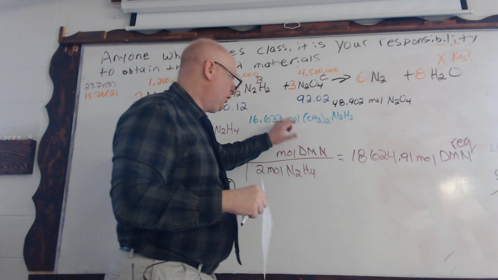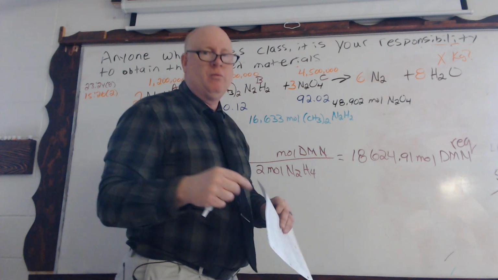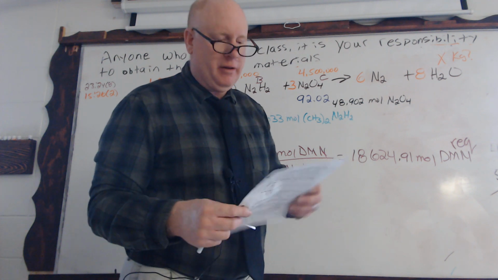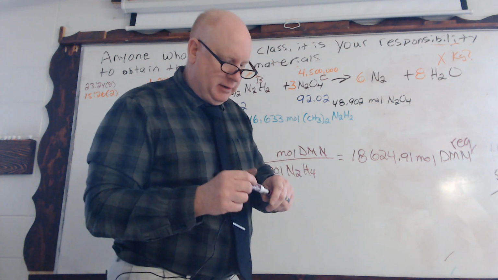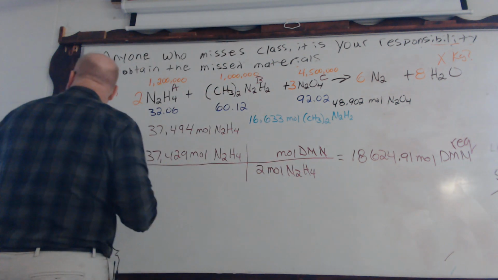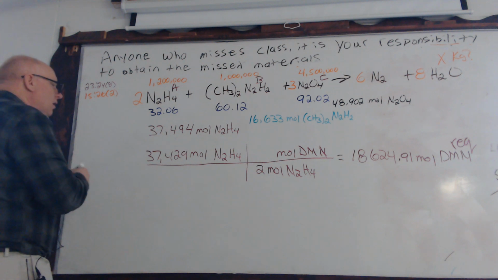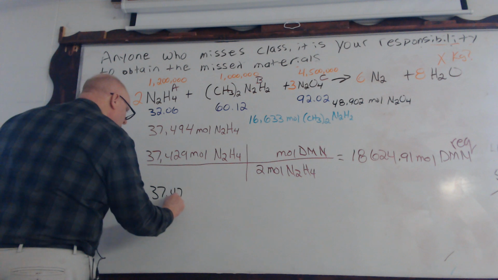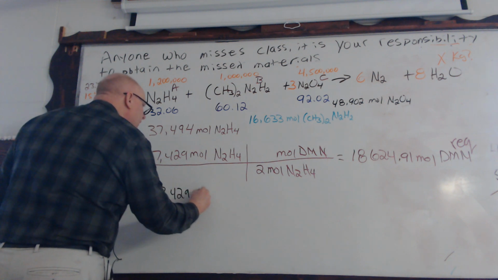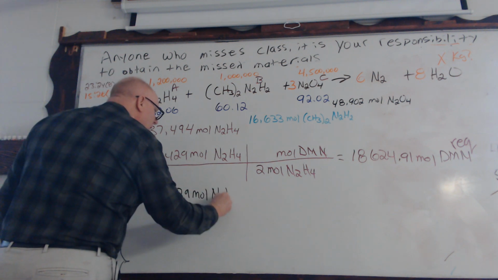Because we're a little bit short, but this is maybe interpreting which one's going to run out first rather than having a clear-cut answer on what your limiting reactant is. Then we repeat this process by taking 37,429 moles of N2H4.